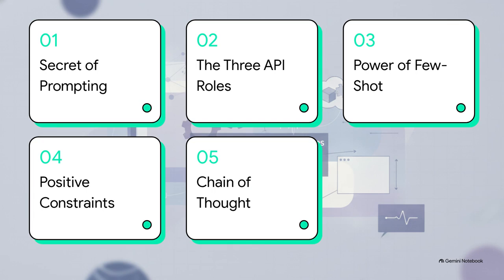Okay, here's our roadmap. First, we'll uncover the secret of prompting. Second, we'll look at the 3 API roles. Third, and this is our main focus today, we're diving into the sheer power of few-shot prompting. Fourth, using positive constraints. And finally, chain of thought reasoning. Let's get right into it.